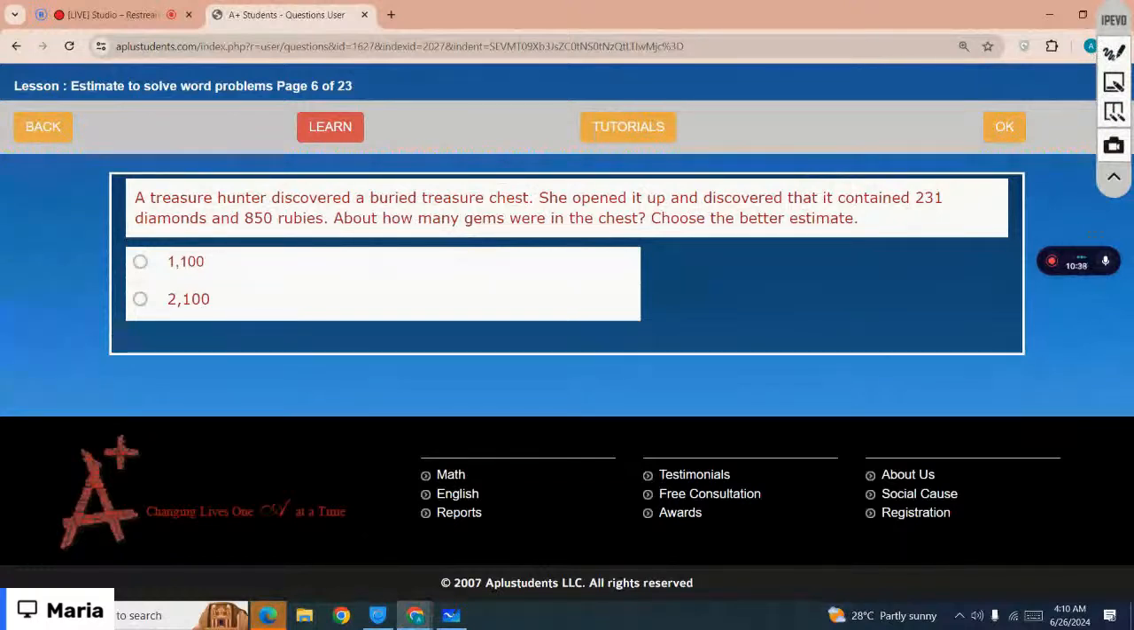A treasure hunter discovered a buried treasure chest. She opened it up and discovered that it contained 231 diamonds and 851 rubies. About how many gems were in the chest? So, which is the correct option?